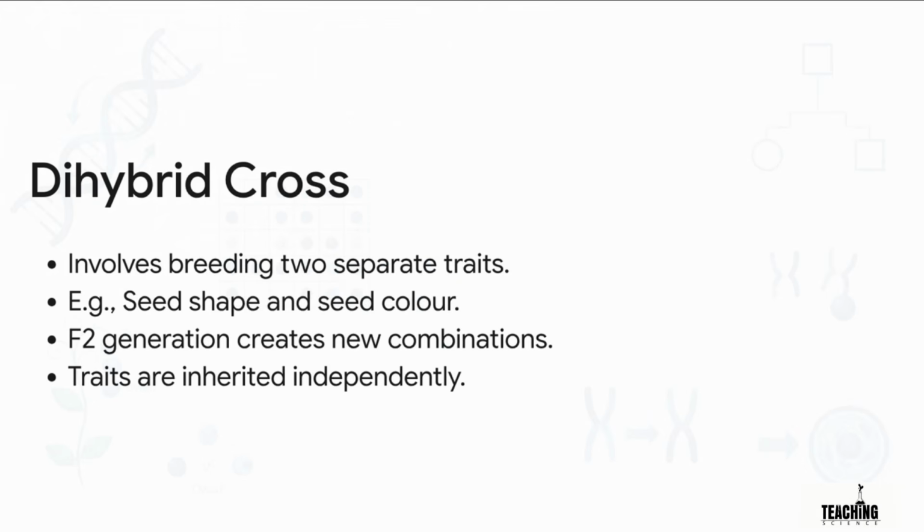All right, let's level up a bit. What happens when we track two traits at once? This is what we call a dihybrid cross. Mendel crossed plants that had round yellow seeds with plants that had wrinkled green seeds. And in the F2 generation, something absolutely amazing happened. He saw the original combinations, sure, but he also saw entirely new combinations. He saw round green seeds and wrinkled yellow seeds. The traits had completely mixed and matched.